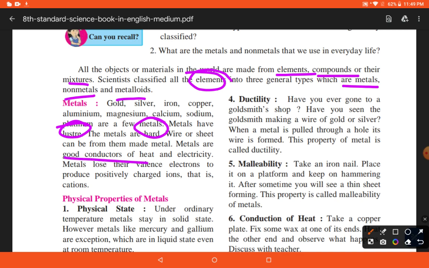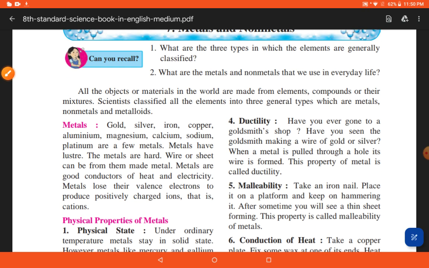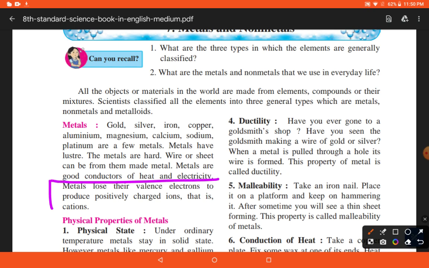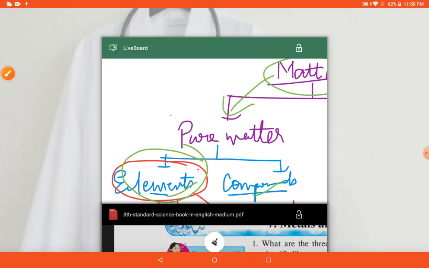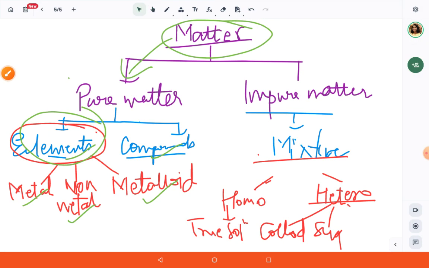Metals are good conductors of heat and electricity, and metals tend to lose their valence electrons and produce positively charged ions. What is the meaning of this sentence? That metals can lose their valence electrons to produce positively charged ions or cations. Look here. Let us try understanding it.